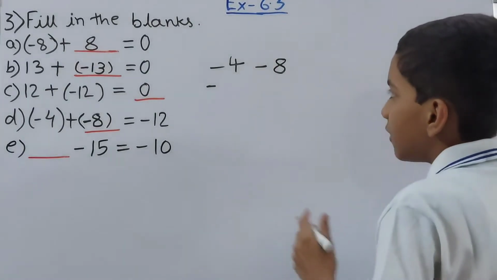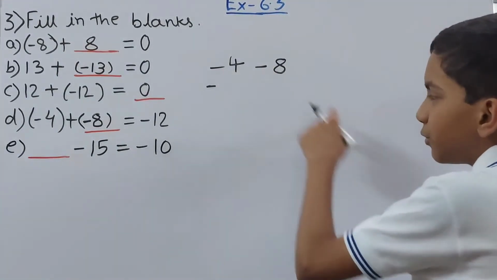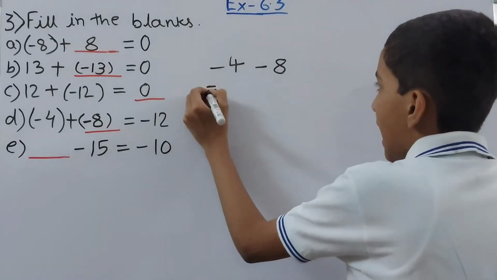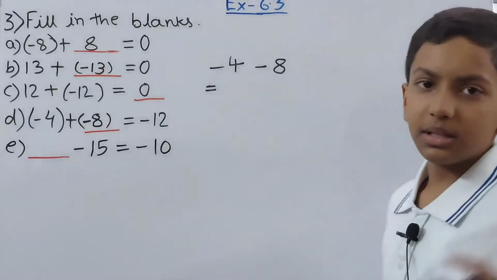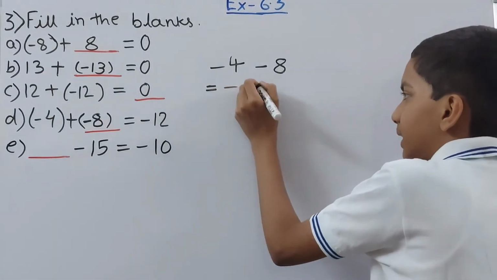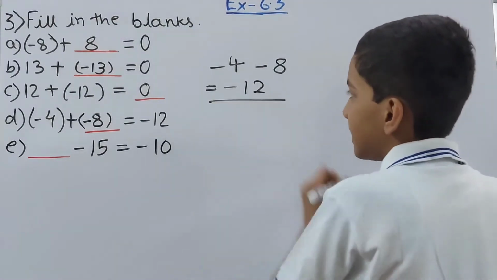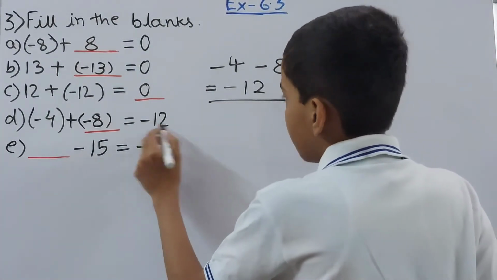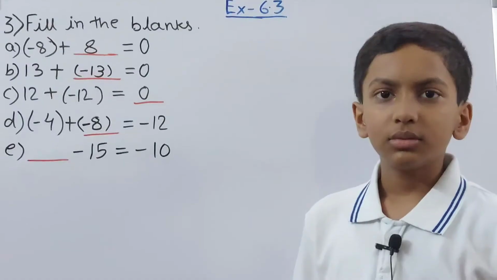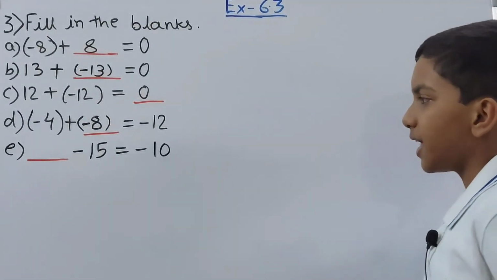Alright, now let's solve this. As you can see, -4 and -8 have the same signs, so we will add them. So 8 plus 4 becomes 12, and the sign will be minus, that is -12. Now as you can see, we are getting -12 here and -12 when we have solved this as well. Now friends, let us move on to the next question.